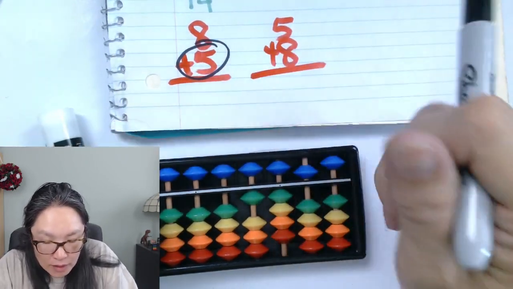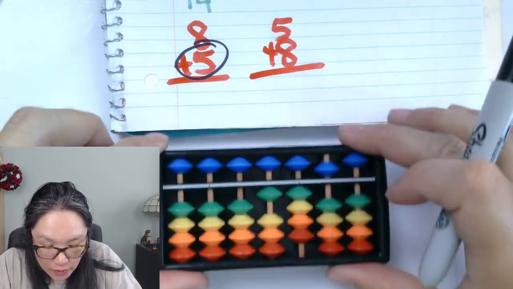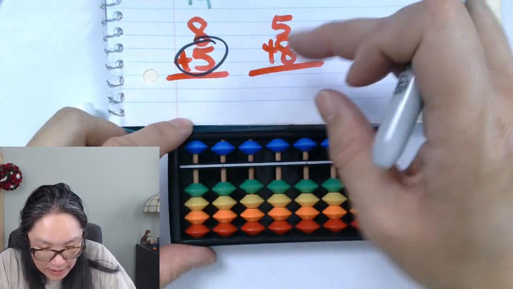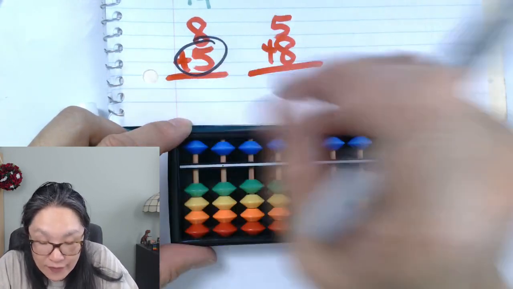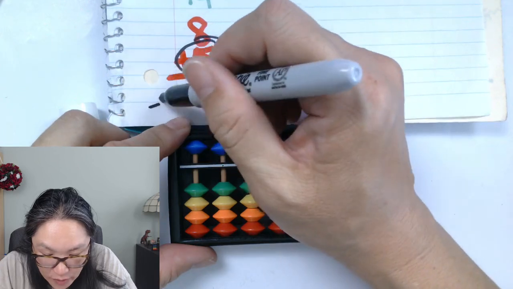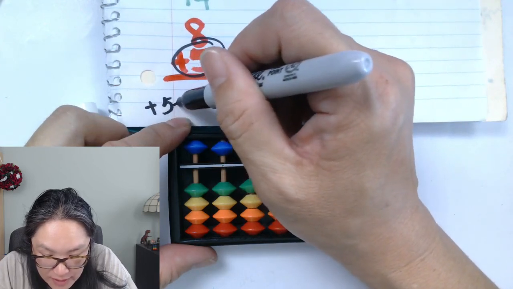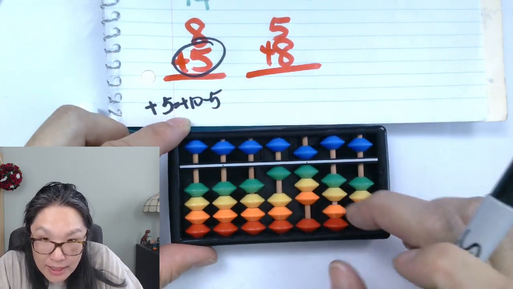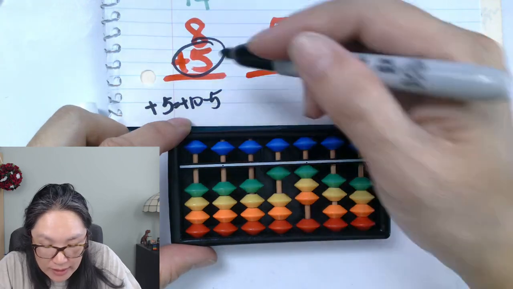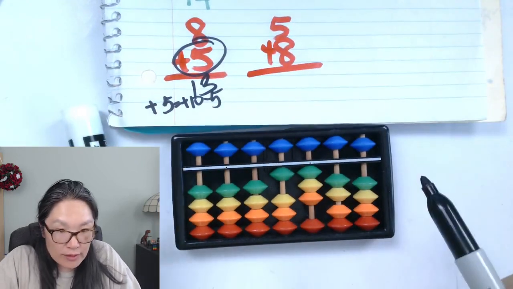We know this add-in, right? We do 8 on the abacus. We want to add the 5. When we add the 5, what do we do? Plus the 5 is equal to plus the 10 minus the 5. So I'm going to plus the 10 minus the 5. Easy, right? So my answer is 13.